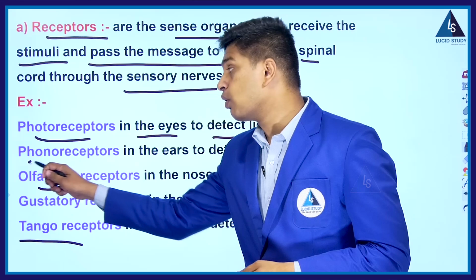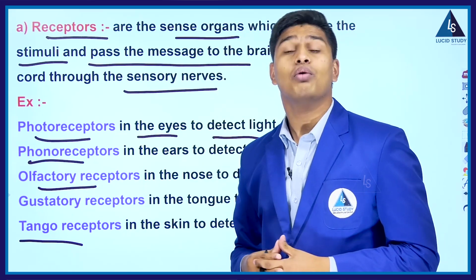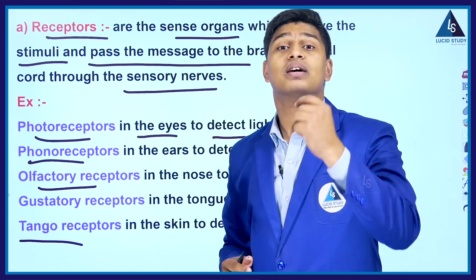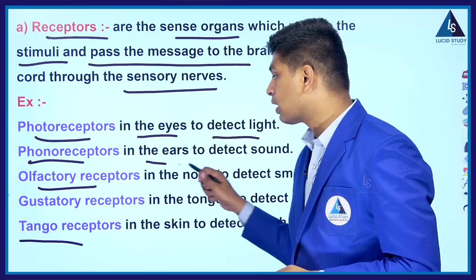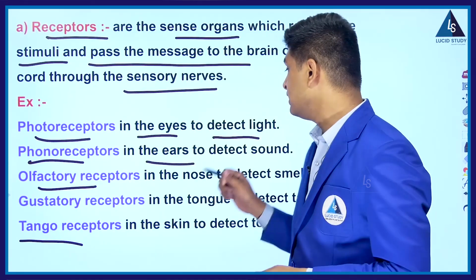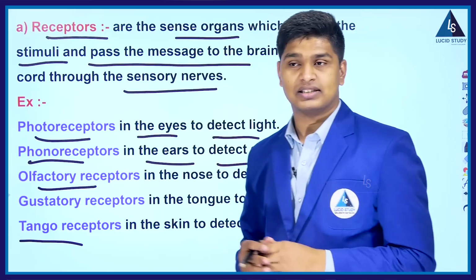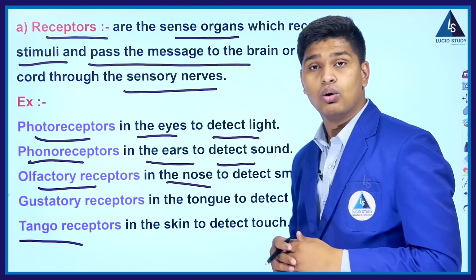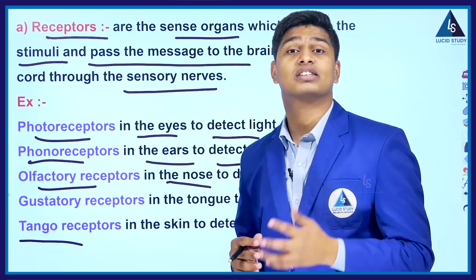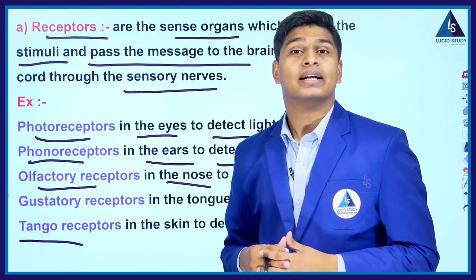And when you talk about phonoreceptors, phono means sound, something which receives the sound. It is present in the ear which detects the sound. And olfactory receptors are present in the nose, and what do they do? They detect smell.